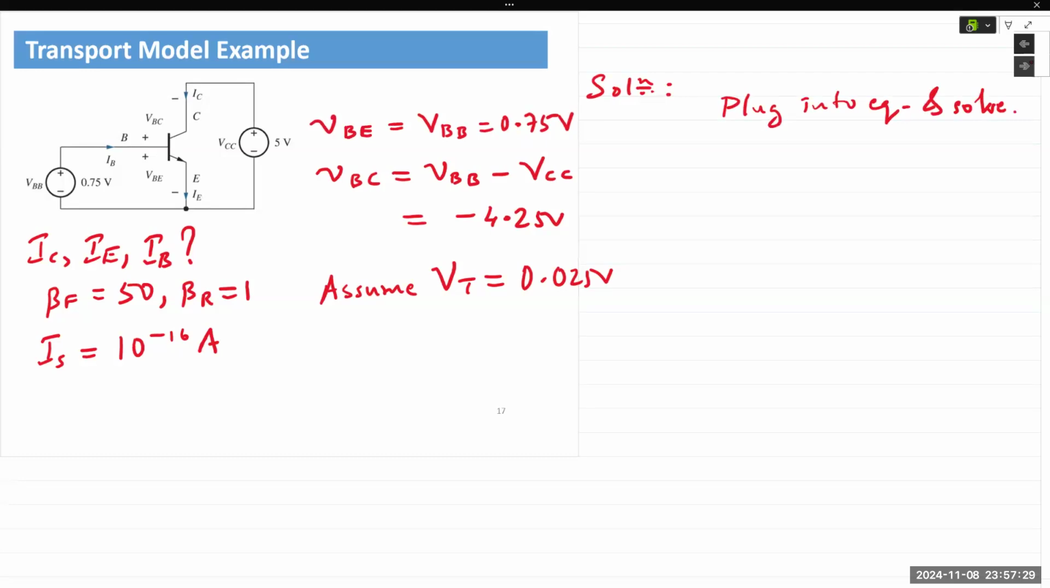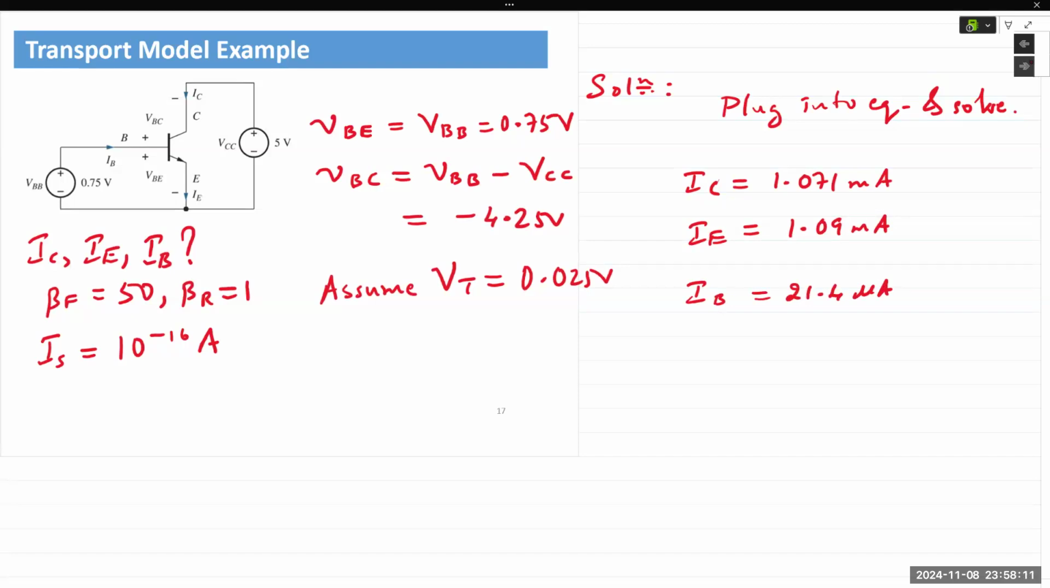I will tell you the values. IE is 1.071 milliamps. IC is 1.07. IE is 1.09. Has to be close, right? IE is almost equal to IC, or I should say IC is almost equal to IE. And then of course IB is 21.4 microamps. IC plus IB should give us IE.